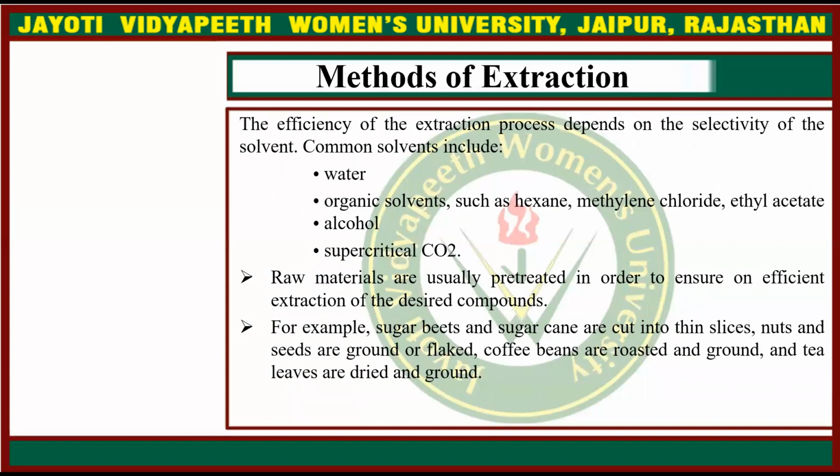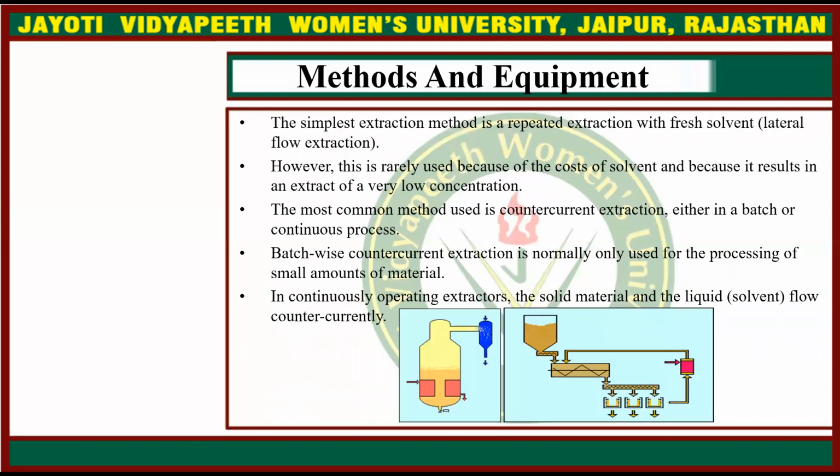The efficiency of the extraction process depends on the selectivity of the solvent. Common solvents include water, organic solvents such as hexane, methylene chloride, ethyl acetate, alcohol, supercritical carbon dioxide, etc. Raw materials are usually pre-treated in order to ensure an efficient extraction of the desired compounds. For example, sugar beets and sugarcane are cut into thin slices, nuts and seeds are ground or flaked, coffee beans are roasted and ground, and tea leaves are dried and ground.